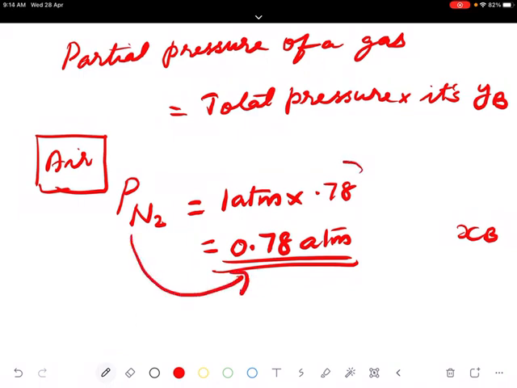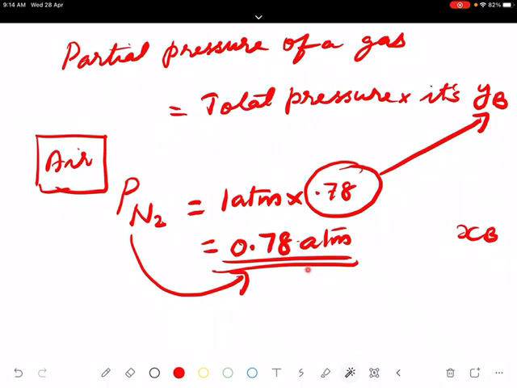What is the mole fraction of nitrogen? That is 0.78. 0.78 is the mole fraction, that is this YB. So you see, in air at sea level, this 0.78 is the same, but the units are different. Sea level air, 1 atm is the total pressure. Its mole fraction is 0.78, so 0.78 atm is the partial pressure of nitrogen.